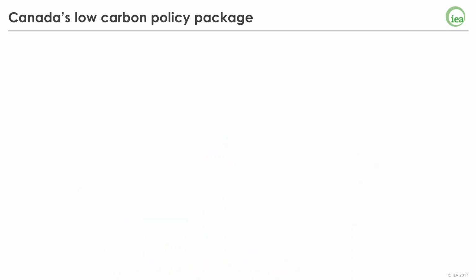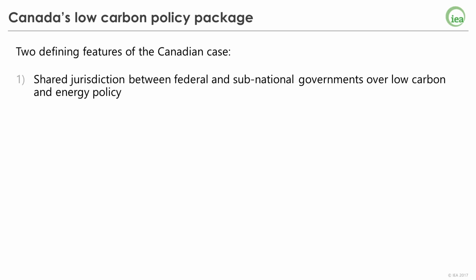So what does this mean in terms of Canada's low carbon policy package? There are two defining features of the Canadian case that I would highlight in this presentation today. First, it's the fact that there is a shared jurisdiction on low carbon and energy policy between federal and subnational governments. Now, Canada is governed as a federation, which means the federal government and subnational governments each have defined jurisdictional responsibilities that are defined according to Canada's constitution.